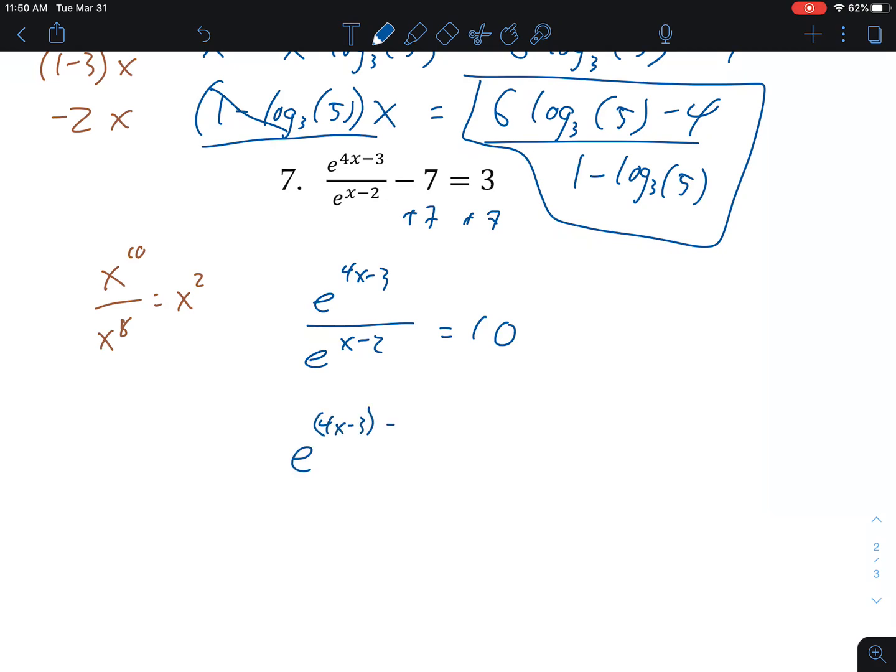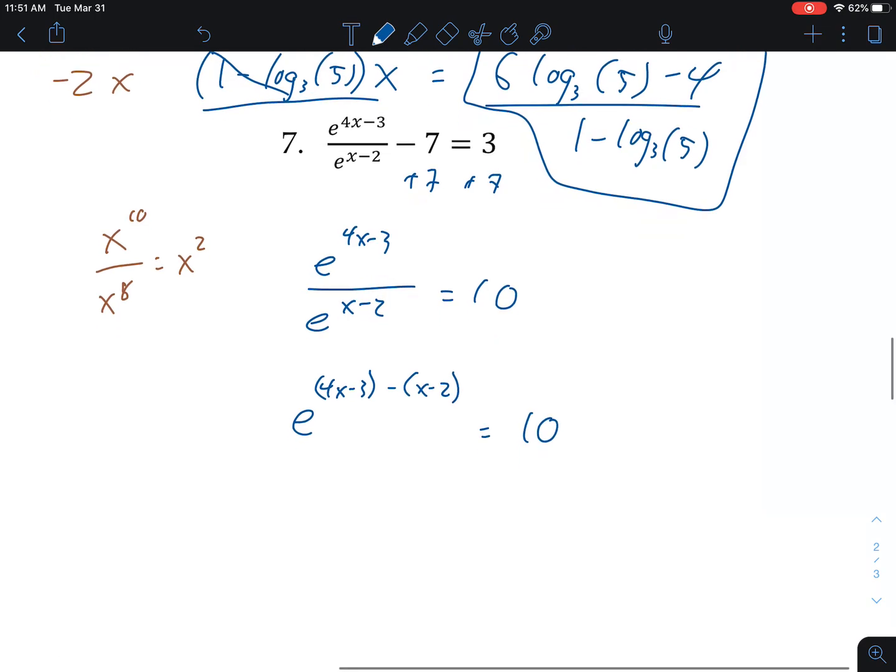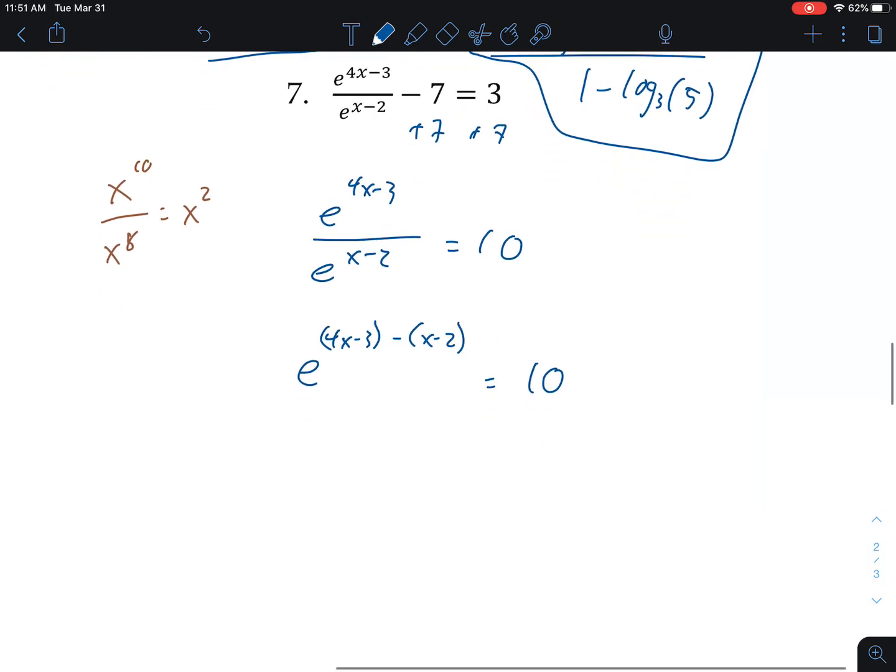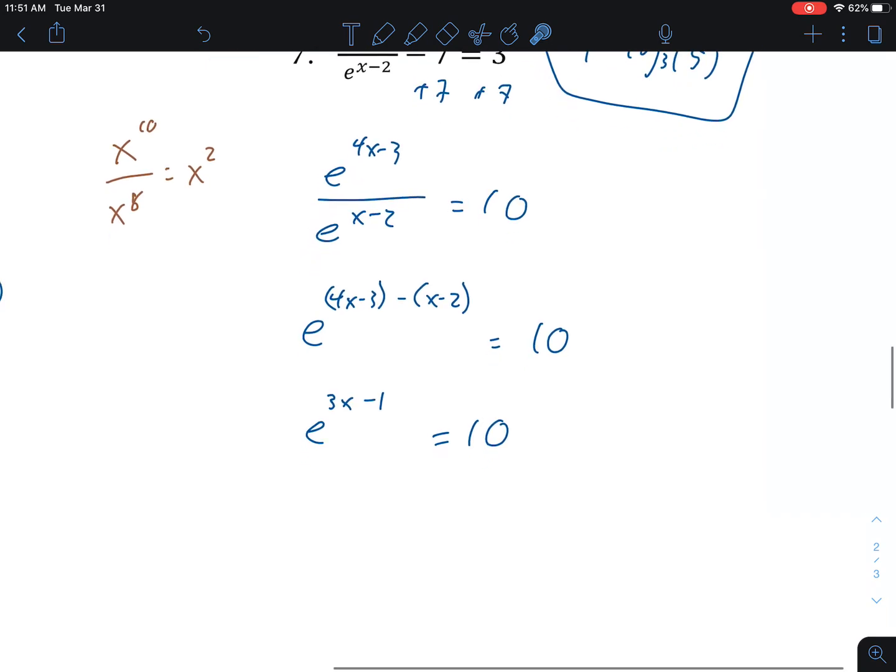So 4x minus 3 minus (x minus 2) is equal to 10. I can simplify that top a little bit. 4x minus 3 minus (x minus 2). 4x minus x is 3x. Negative 3 minus negative 2 is minus 1. Nice simple equation. So a little bit of manipulating to start, and we get it to be much simpler. Again, recognizing our bases are the same here.